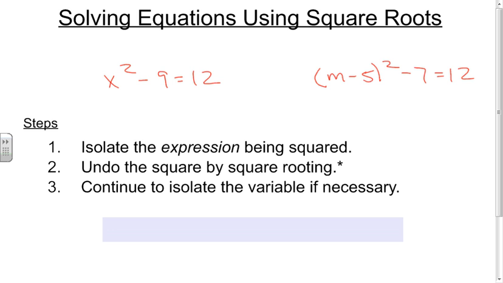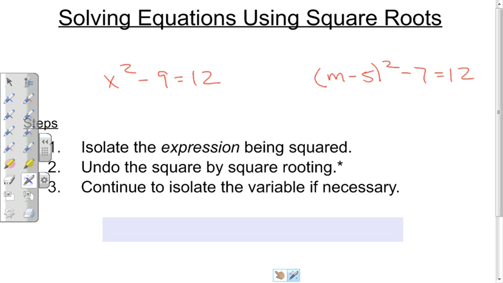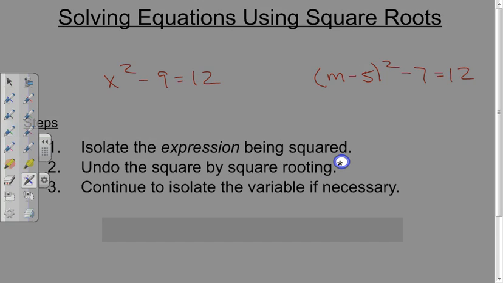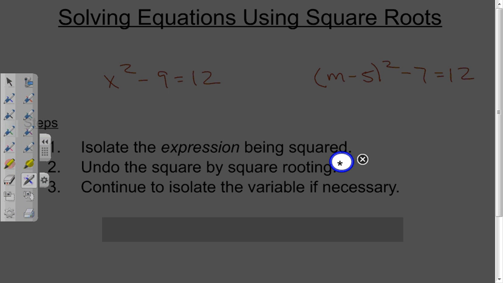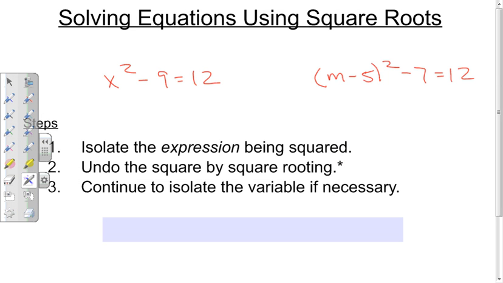It says here to isolate the expression being squared. And up here, the expression being squared would be x, and up here the expression being squared would be m minus 5. Okay, and it says undo the square by square rooting. That's great because it's the inverse. Okay, and then there's this little asterisk here I'll talk about in a second. There's a footnote to that, and then continue to isolate the variable if necessary.